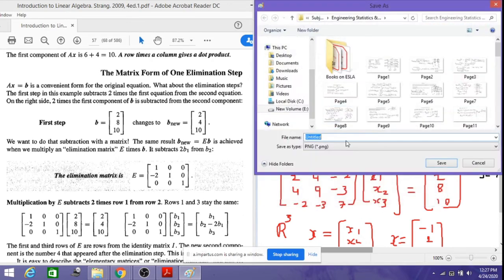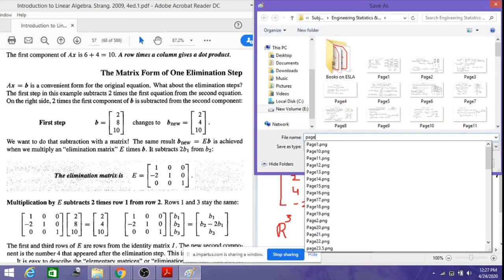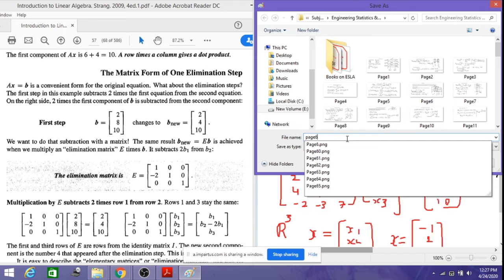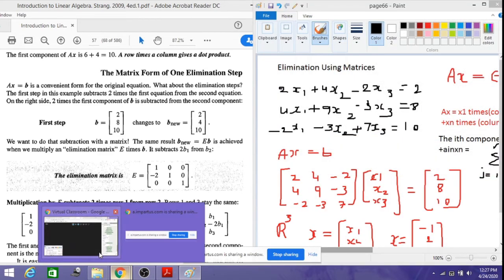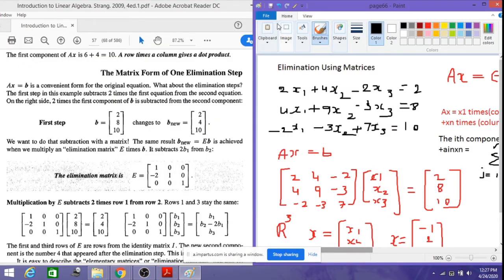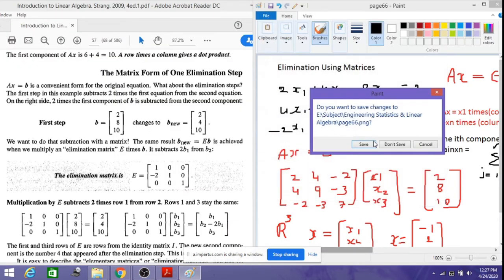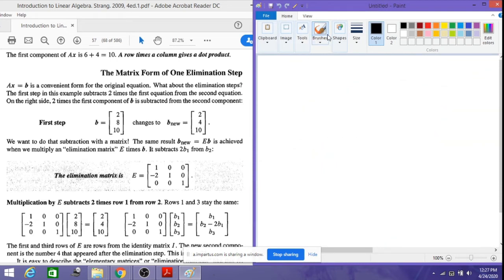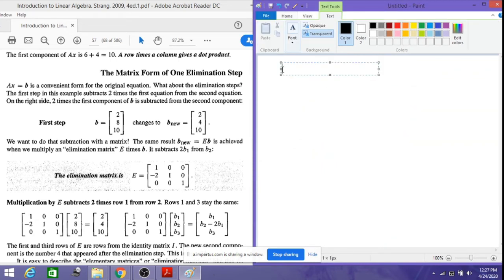So let me save this here. I will call this page 66. Okay, let's write the new heading. Let's take a new page. The matrix of one elimination step, which means we are going to talk about only one elimination step. That is why we have written it.